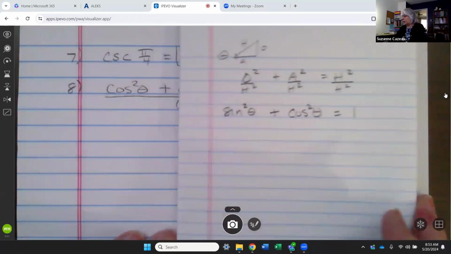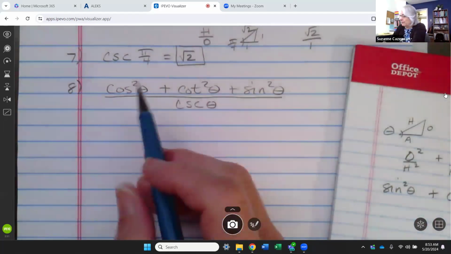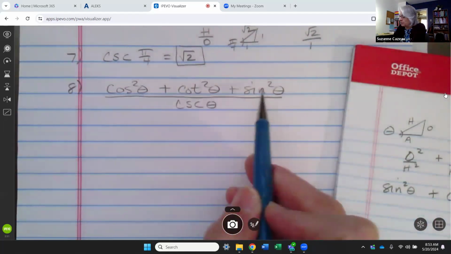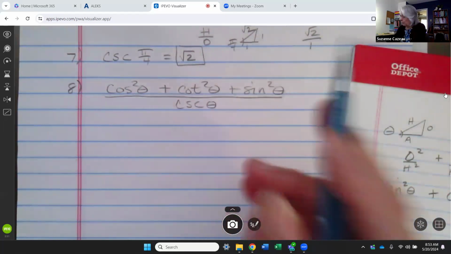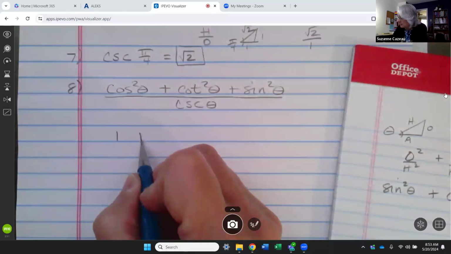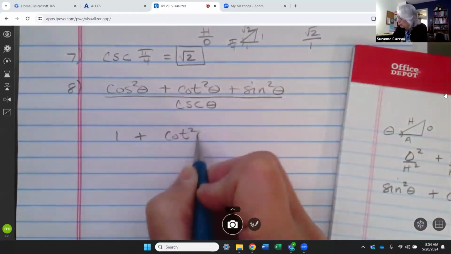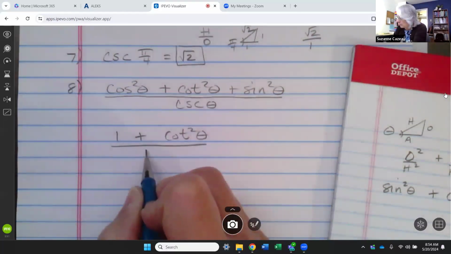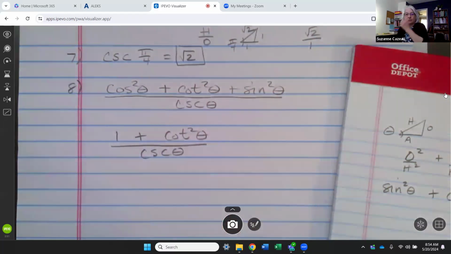Now I'm going to go a little bit further. So I can replace this part here, cosine squared and sine squared, with a 1. Actually, I'll just go ahead and do that. 1 plus cotangent squared theta over cosecant theta. So that's where we're at now. So we've got to figure out what this is, right?